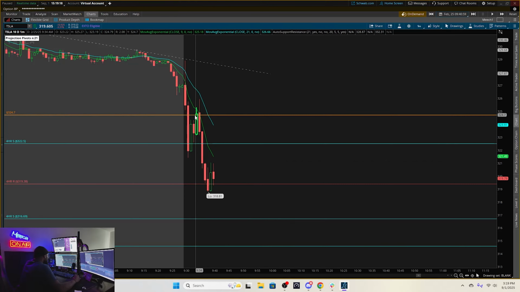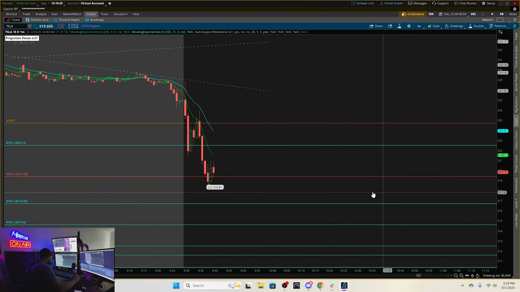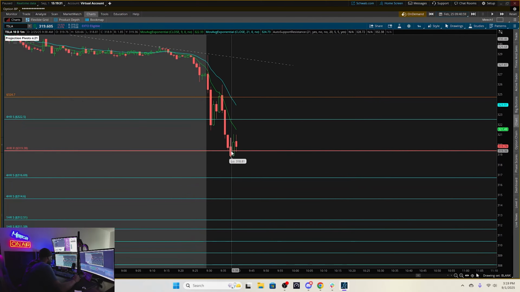At 9:40, we have a double top at the level we were watching for entry. And on this bear flag, I took the entry right here, 5 cents before the low. And look how we came down and respected my first level at 319.38.